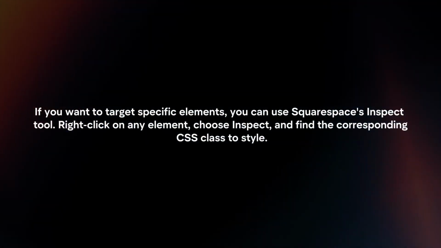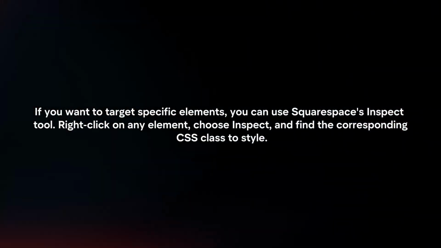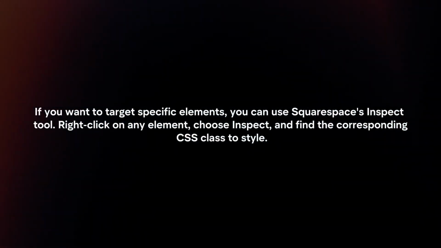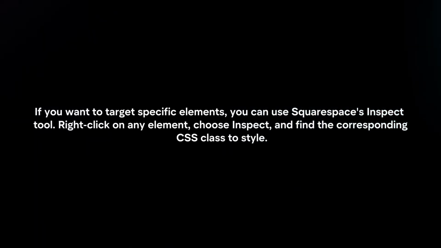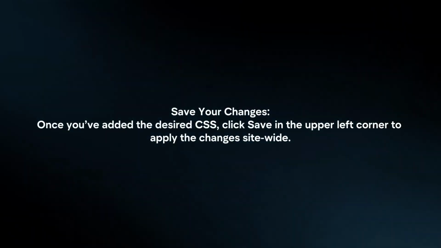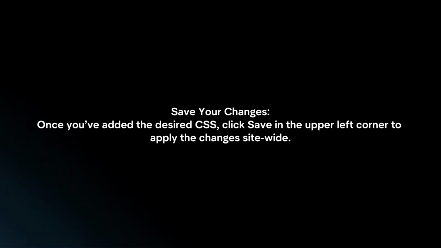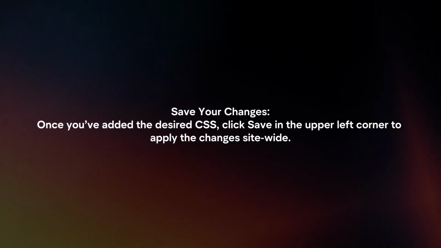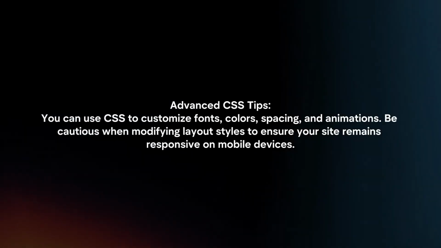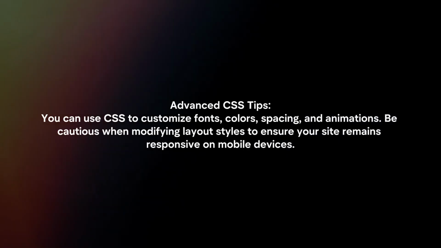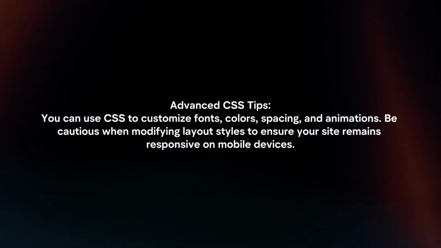If you want to target specific elements, you can use Squarespace's Inspect tool. Right-click on any element, choose Inspect, and find the corresponding CSS class to style. Save your changes. Once you've added the desired CSS, click Save in the upper left corner to apply the changes site-wide. Advanced CSS tips. You can use CSS to customize fonts, colors, spacing, and animations.